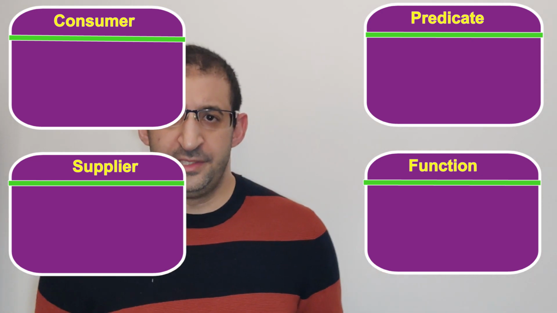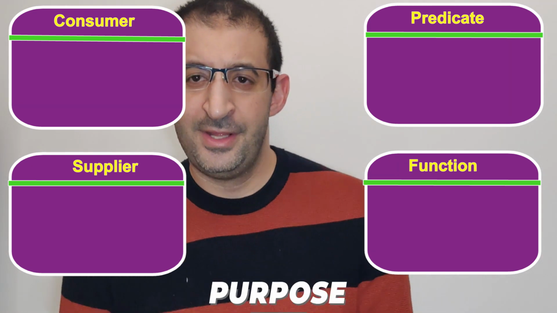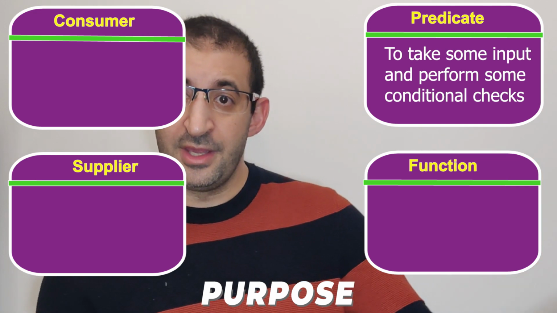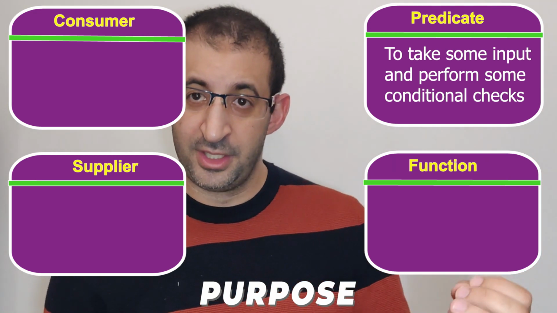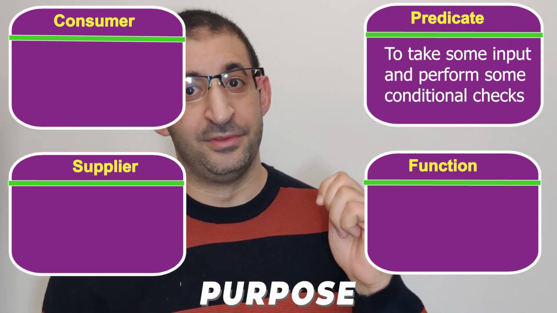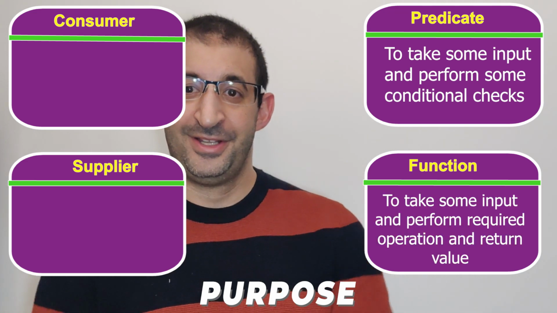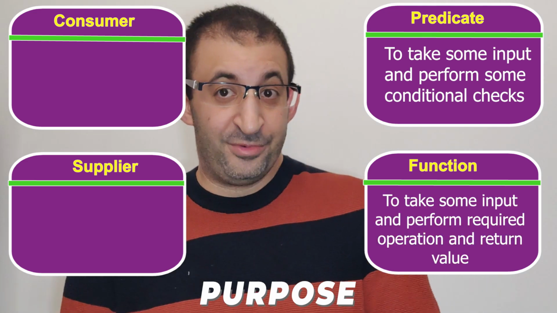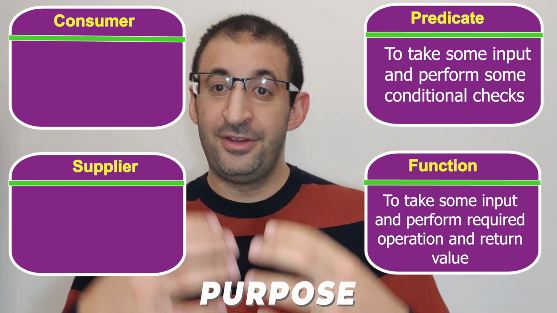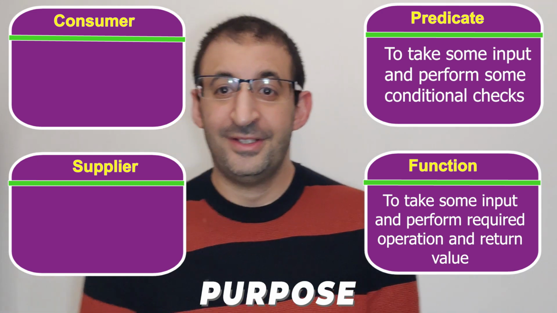So let's start with the purpose of Predicate. Predicate takes an input value, checks some condition, and returns a Boolean value. This is the purpose of Predicate. Function takes an input value, performs some operation, and returns any type of value.